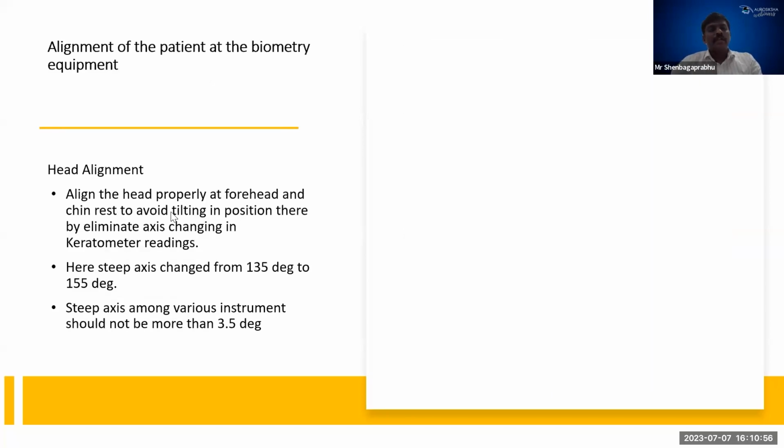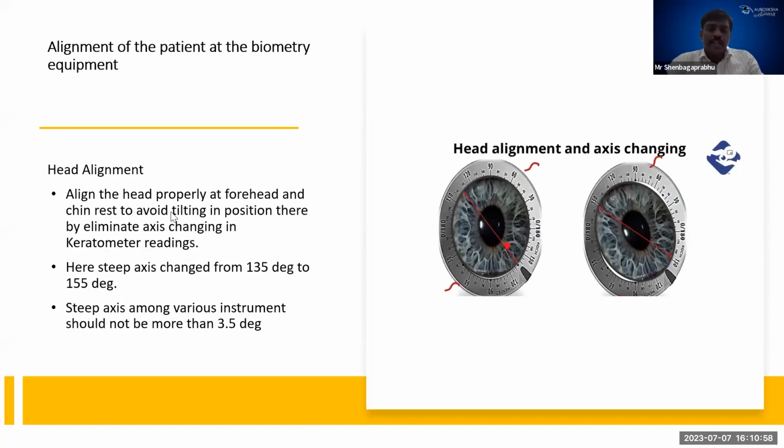Then comes the head alignment. Here, if you see, the patient's steep axis of 130 to 35 degrees is shifted to 155 degrees for the same patient. The reason is the tilting of the head. So how to avoid this? Before taking any measurement, after the final alignment of the patient, we need to move our joystick from left to right or right to left. We need to look for the exposure in both eyes.